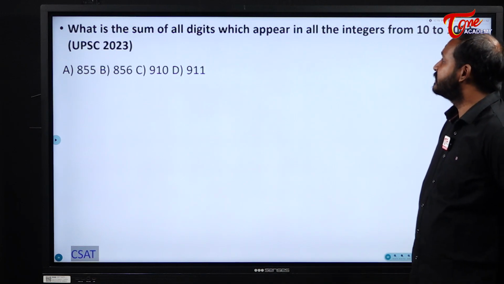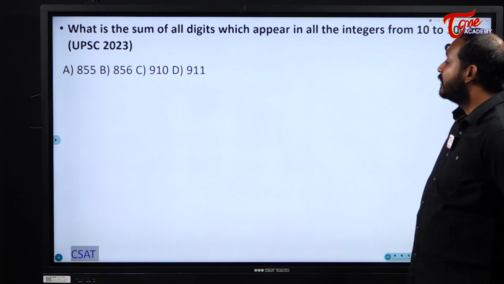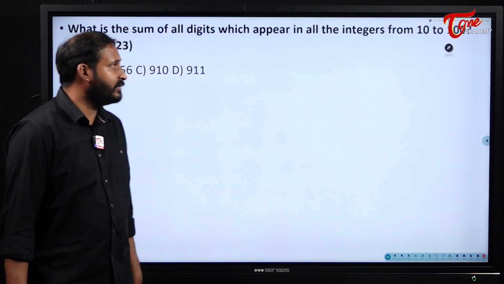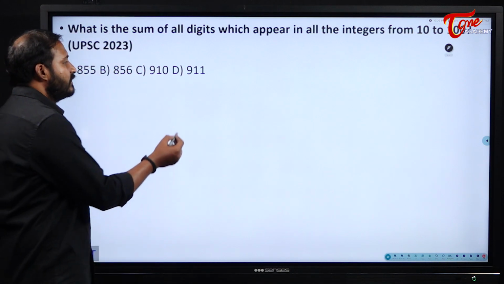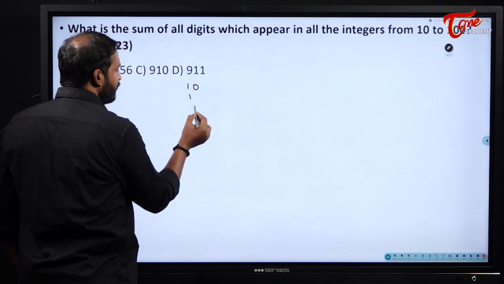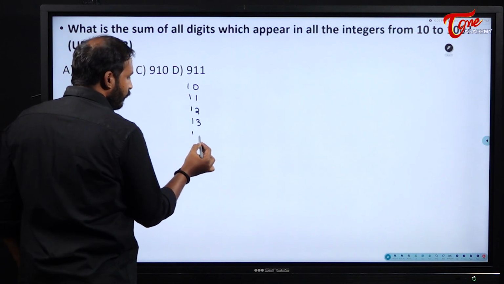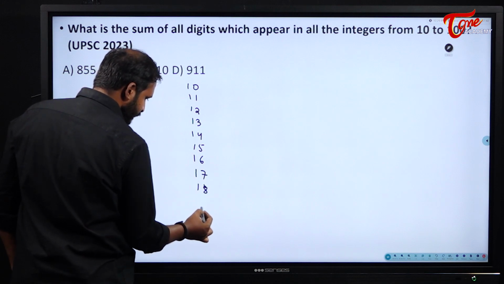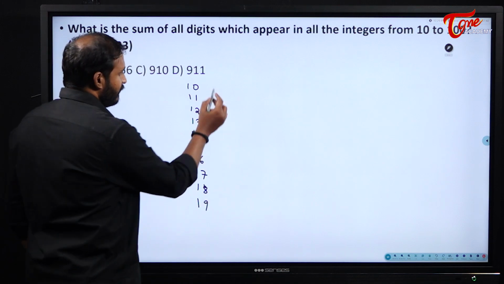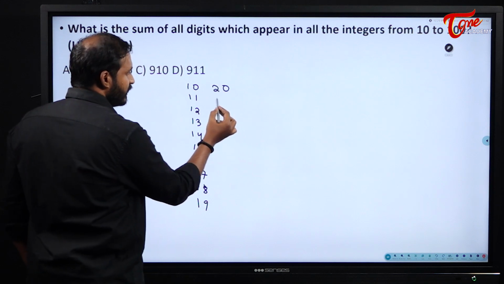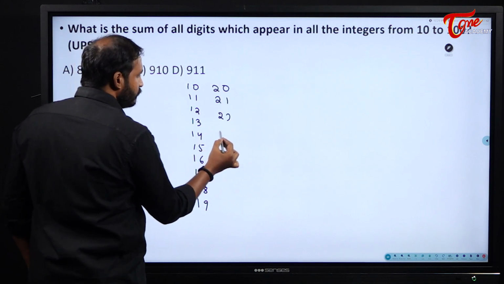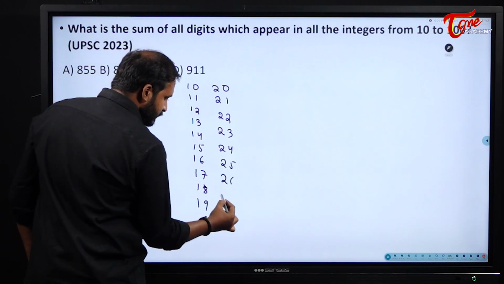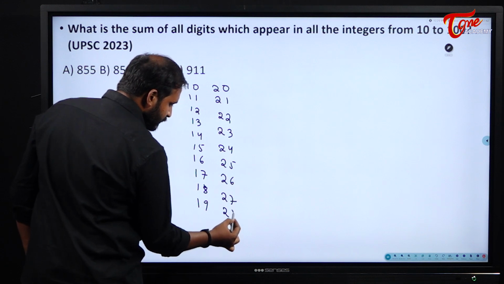What is the sum of all digits which appear in all the integers from 10 to 100? We need to add all the digits which will appear from 10 to 100. Now please observe here, from 10 to 100, 10, 11, 12, 13, 14, 15, 16, 17, 18, 19. I will write 20 separately. From here onwards, 20, 21, 22, 23, 24, 25, 26, 27, 28, 29.